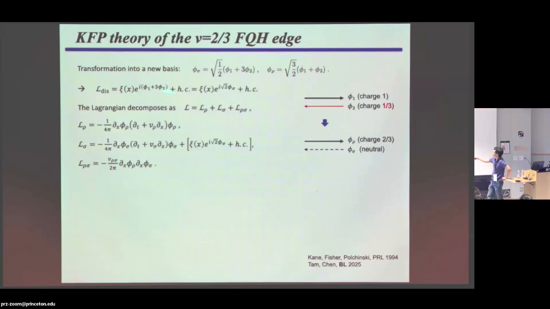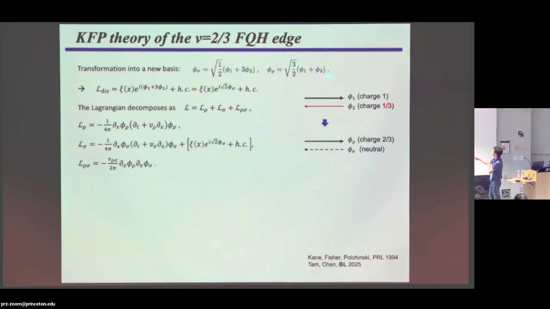Just recall that the disorder term is exactly this vertex object, a combination of phi 1 and 3 phi 2. This object is charge neutral because you conserve charge. The vertex object does not create charge. So if I redefine this phi sigma mode, it is a charge neutral mode. That means the vertex object of this phi sigma does not create charge.